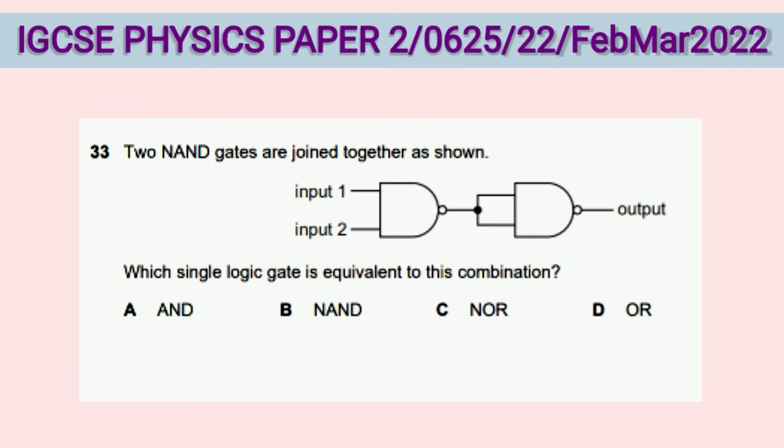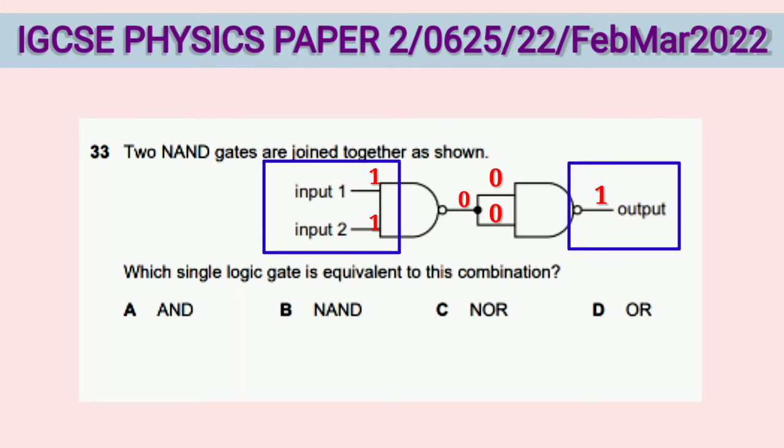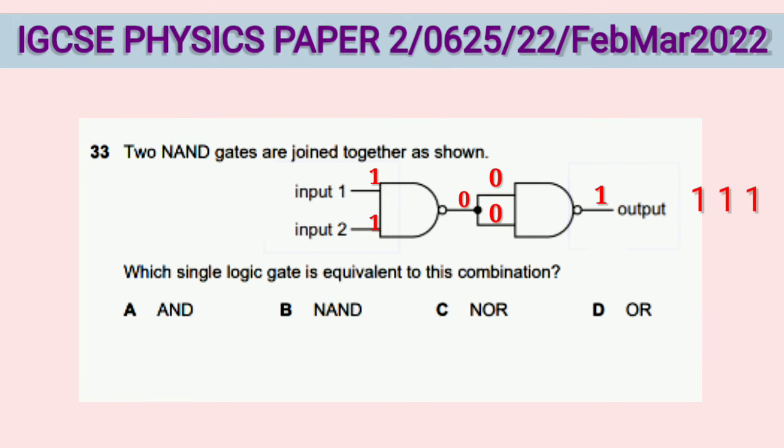Let us discuss this in more detail. We'll take input 1 and 2 as 1, 1. AND gate will give output 1, but this is NAND gate, so output will be 0. For next NAND gate, inputs are 0, 0. So output will be 1 here. So for input 1, 1, we have output 1. Let us check from the given options which one gives this result.